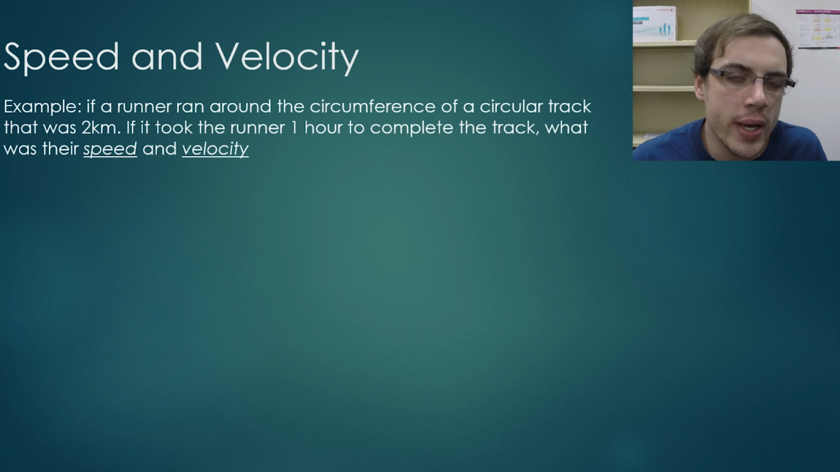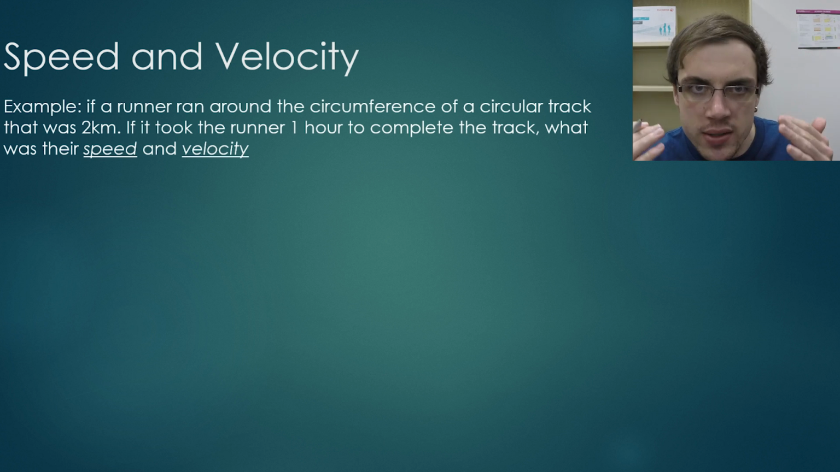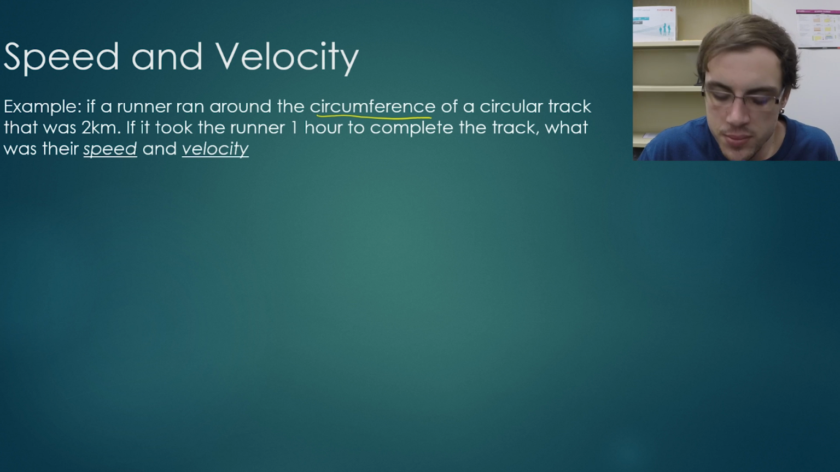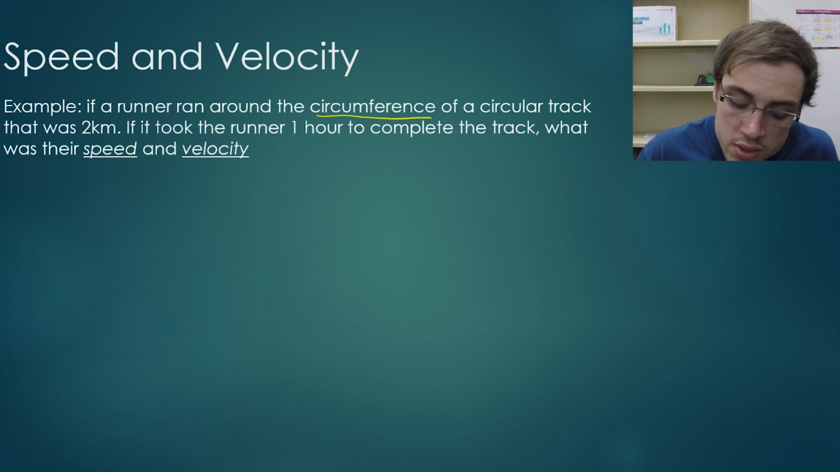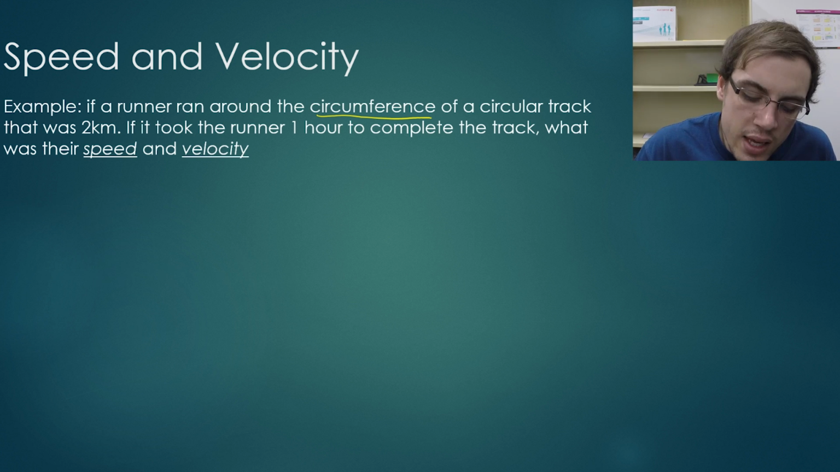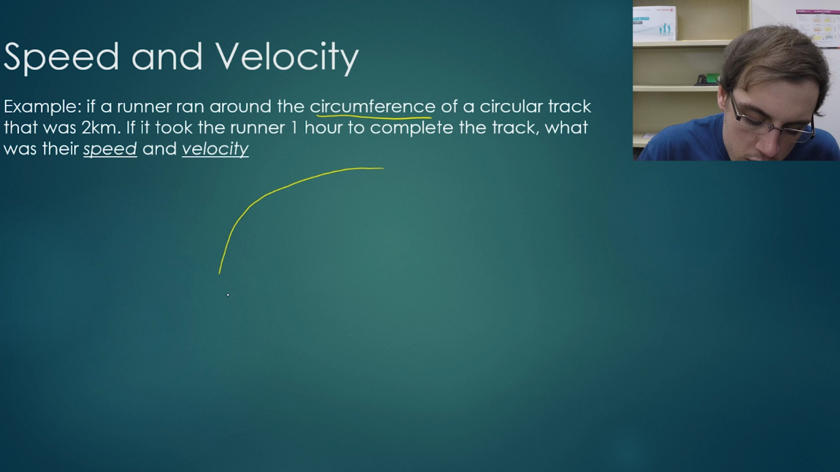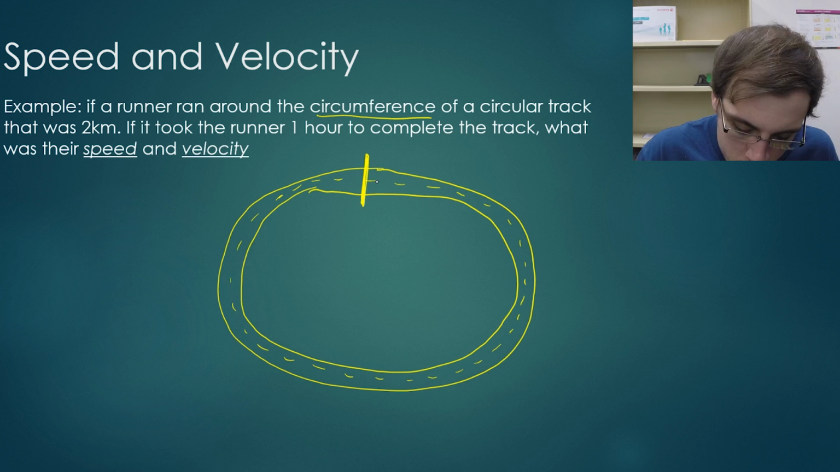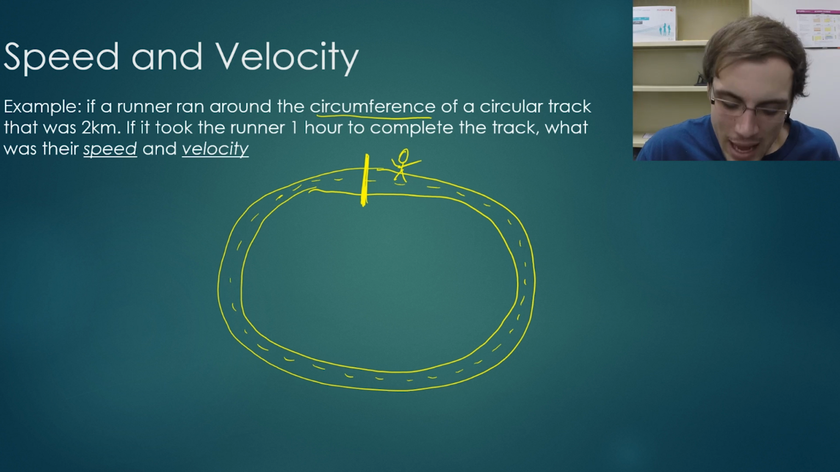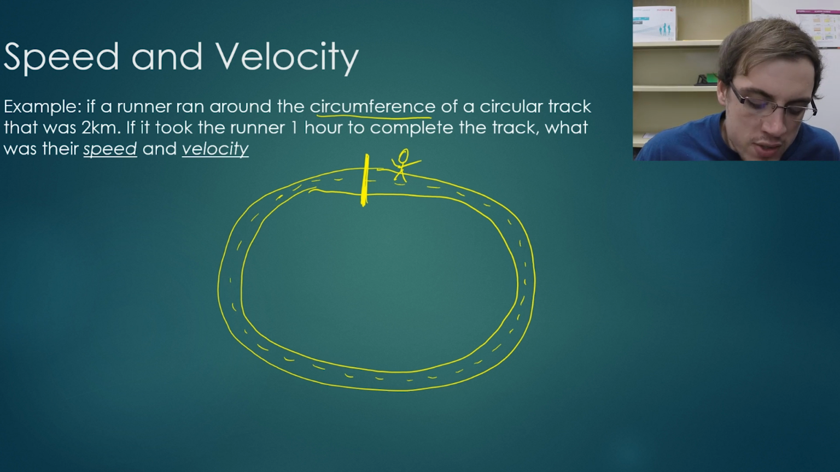Tell you what, let's have a look at a quick example just to help concrete it in our minds. If we have a runner who ran around the circumference of a circular track that was 2 kilometers, and it took the runner about an hour to complete the track, what was the runner's speed and the runner's velocity? The big thing here is we look at the circumference of our track. Here we have our running track and our start/finish line. We have our happy runner here, and he's ready to take off. This entire track, all the way around here, has a distance of 2 kilometers.